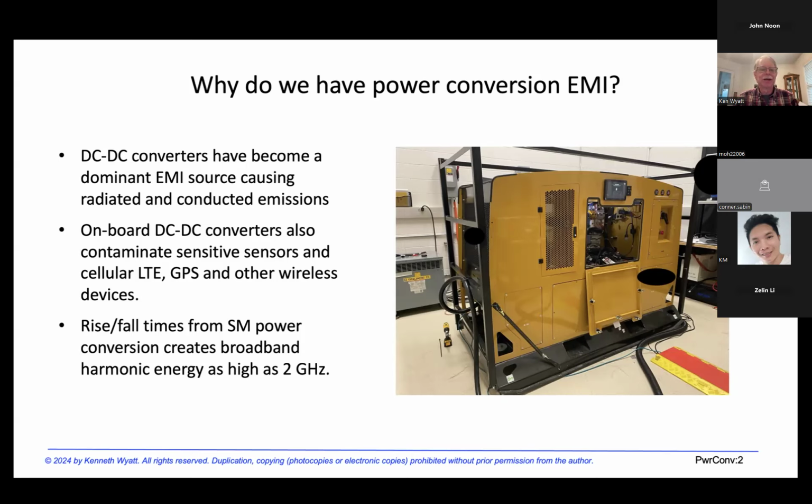But back to DC converters, they've really become a dominant EMI source and cause both radiated and conducted emissions. In particular, these onboard DC to DC converters tend to contaminate sensitive sensors and cellular communications and other wireless technologies. It's primarily from the rise and fall time, as I'm sure most of you already know. But I've seen broadband EMI all the way up to about 2 gigahertz. And so we're going to show you some examples of that.